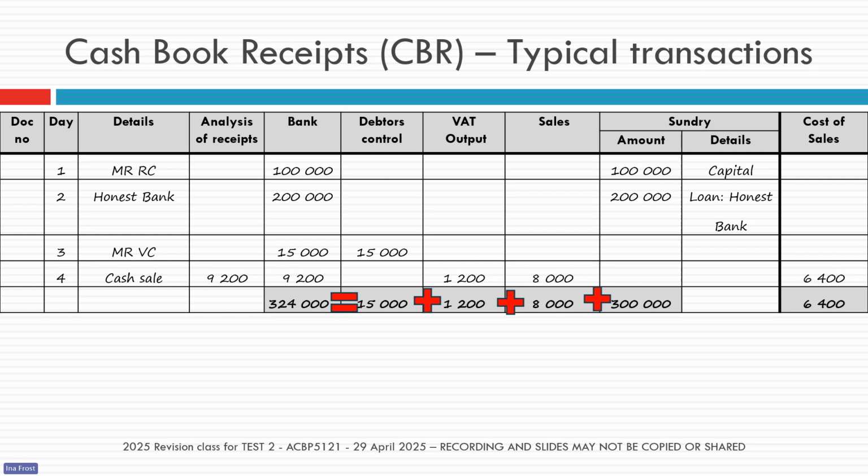So in total for this month, we received 324,000 rands in cash. How was that cash made up? It was 15,000 received from debtors, 1,200 rand was output VAT, 8,000 rand was cash sales, and 100,000 rand was capital, and 200,000 rands was the loan. Okay, so we total our cash book, and then you double check yourself and you make sure that all those individual little totals add up to the total of your bank column.